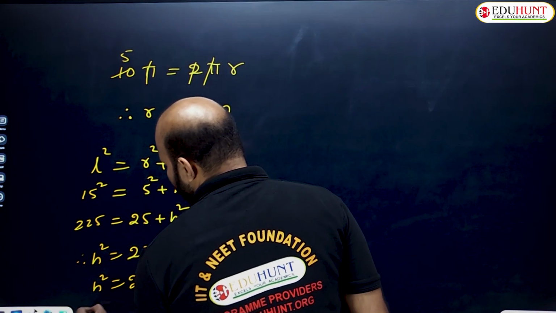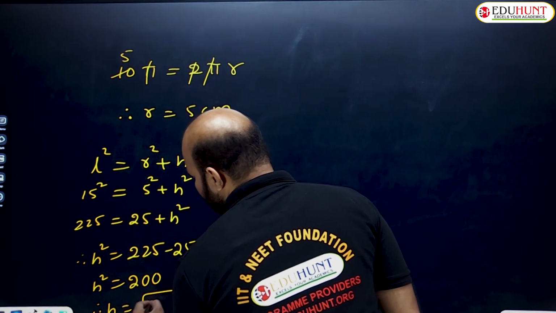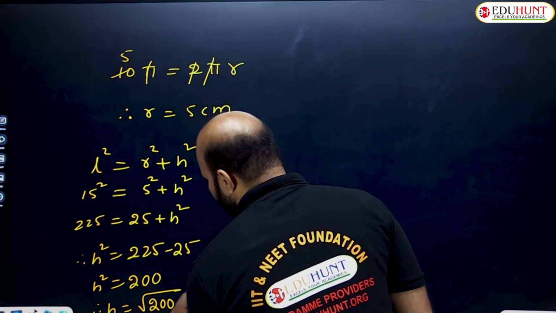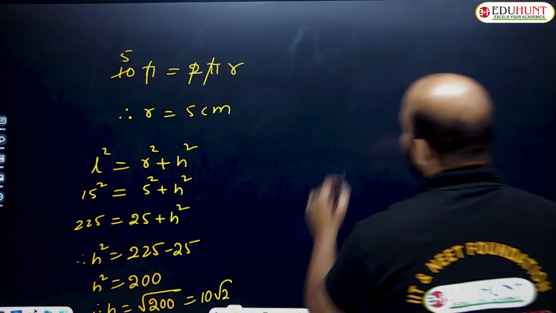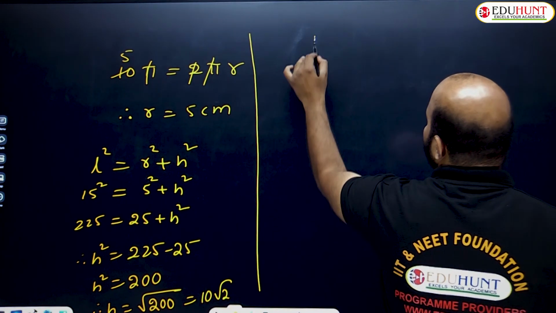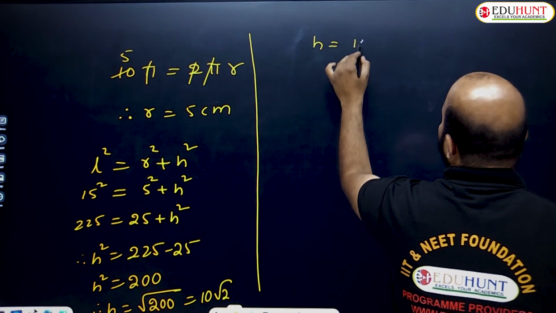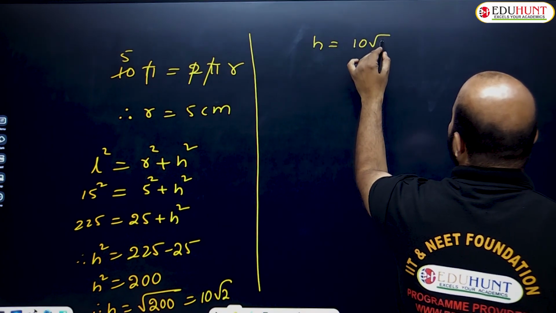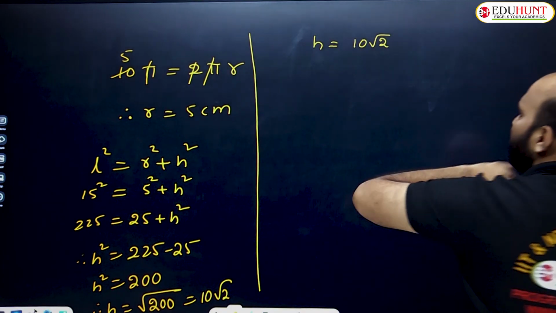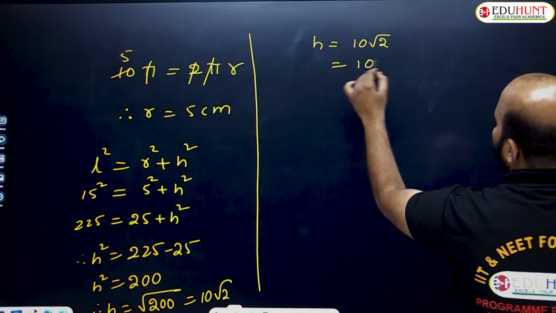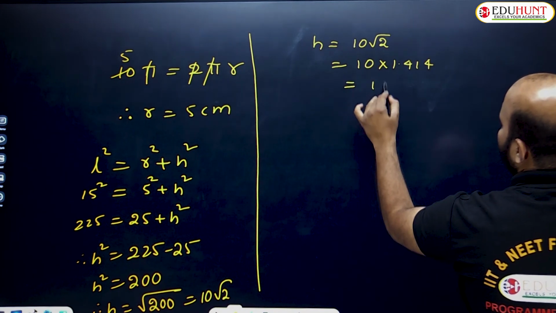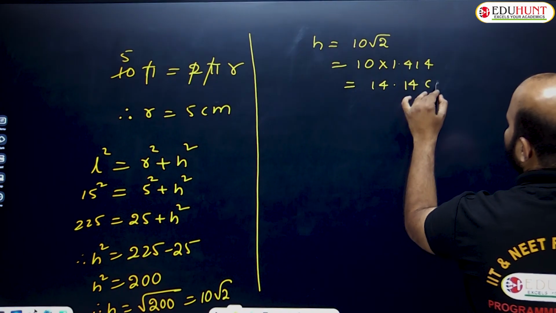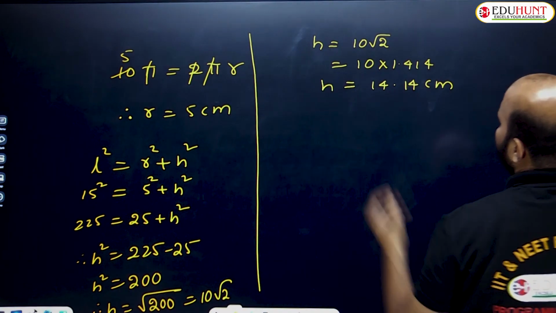Therefore h can be written as root over 200. Root 200 is nothing but 10 root 2, since 2 into 100, square root of 100 is 10, so 10 root 2. So what is the h value? h equals 10 root 2, 10 into root 2. Root 2 value is 1.414. 10 into 1.414 is 14.14. That is the height. Height equals 14.14.